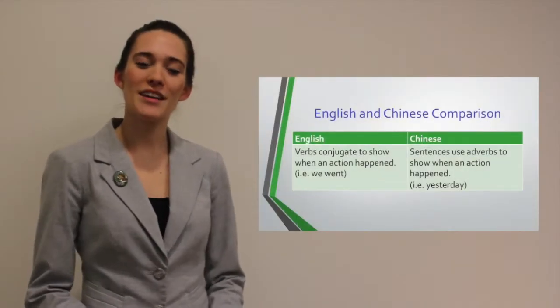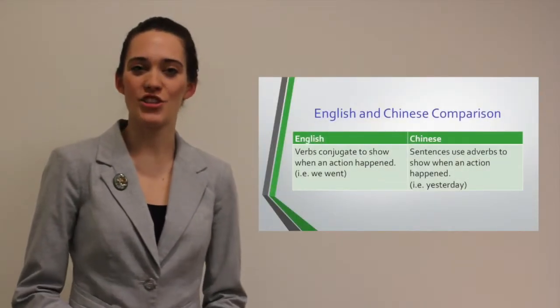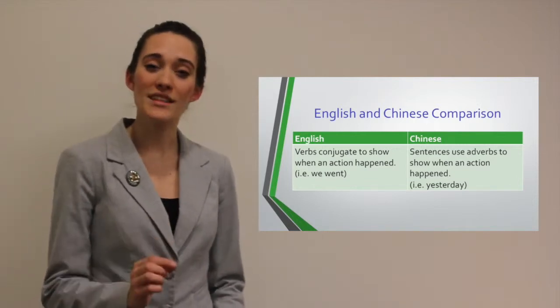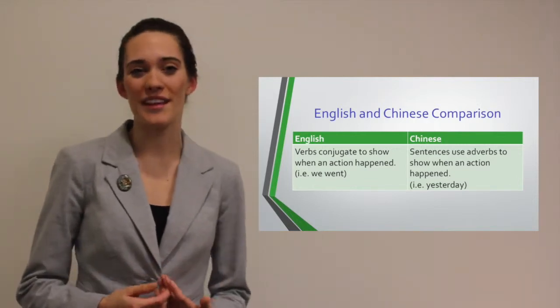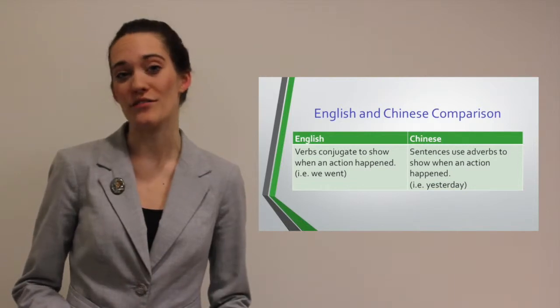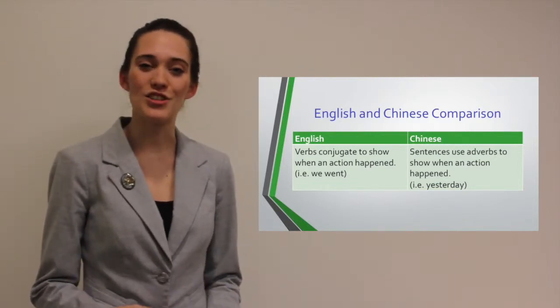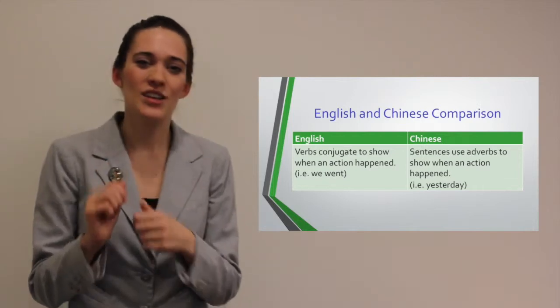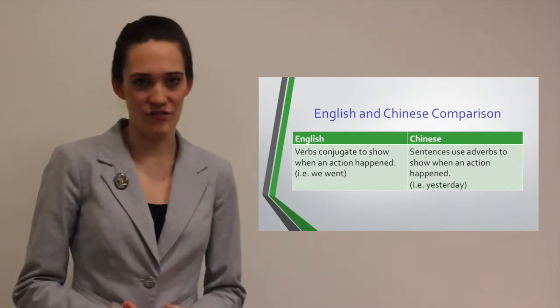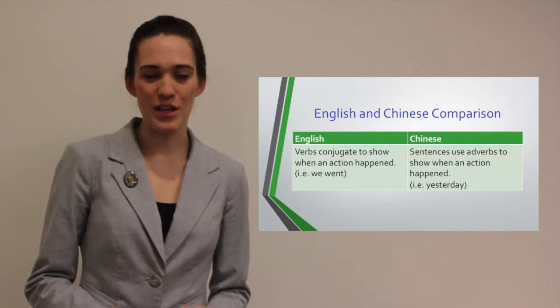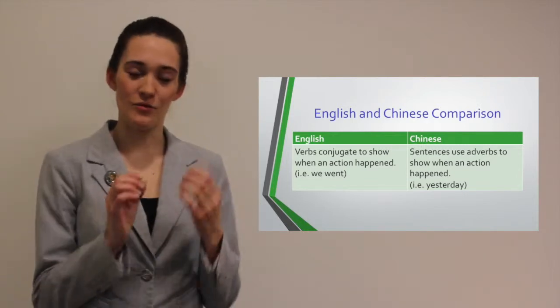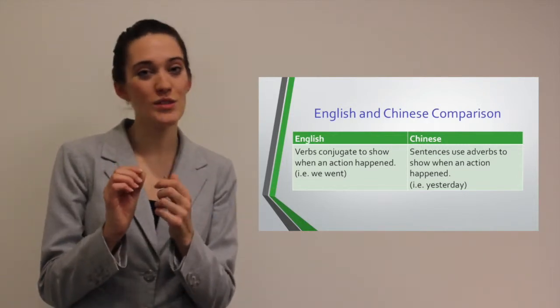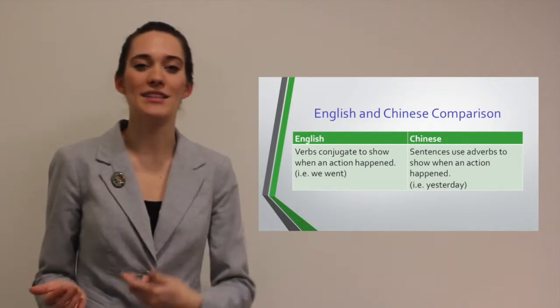Before we start, I want to explain one difference between English and Chinese that will affect the way that you see this verb tense, and all verb tenses. In English, we take the verb and we change it just a little bit so we can understand when this verb happened. For example, we went. The verb has changed from go to went, so we know that it happened in the past.